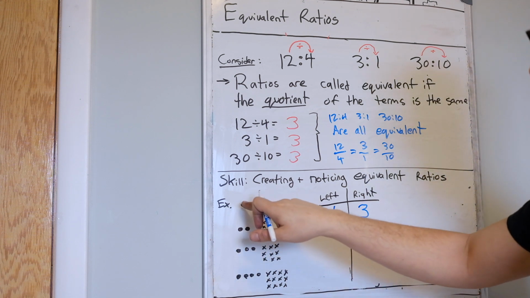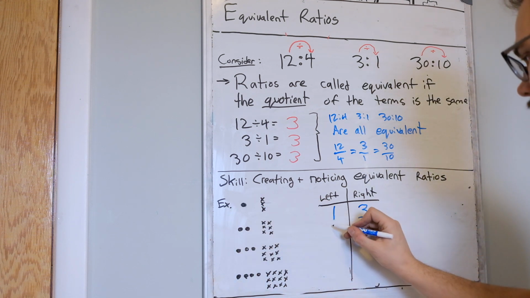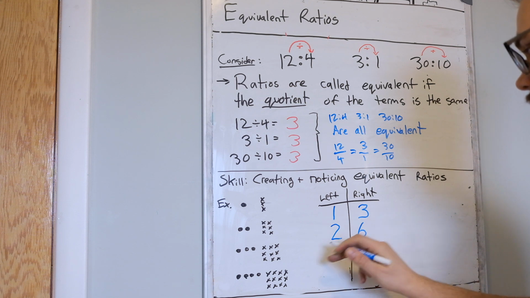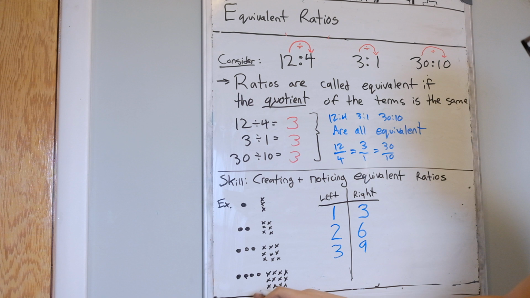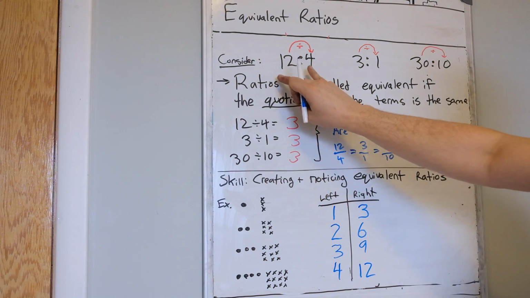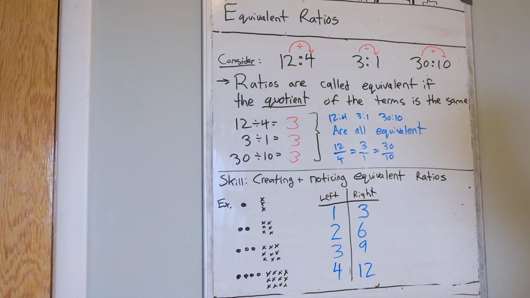Notice if we double both the circles and the x's, we get 2 to 6. Our pattern continues, 3 to 9. Our pattern continues, 4 to 12. And you see that same equivalent ratio from the above example. We could continue this pattern down to 10 to 30 if we really wanted to.